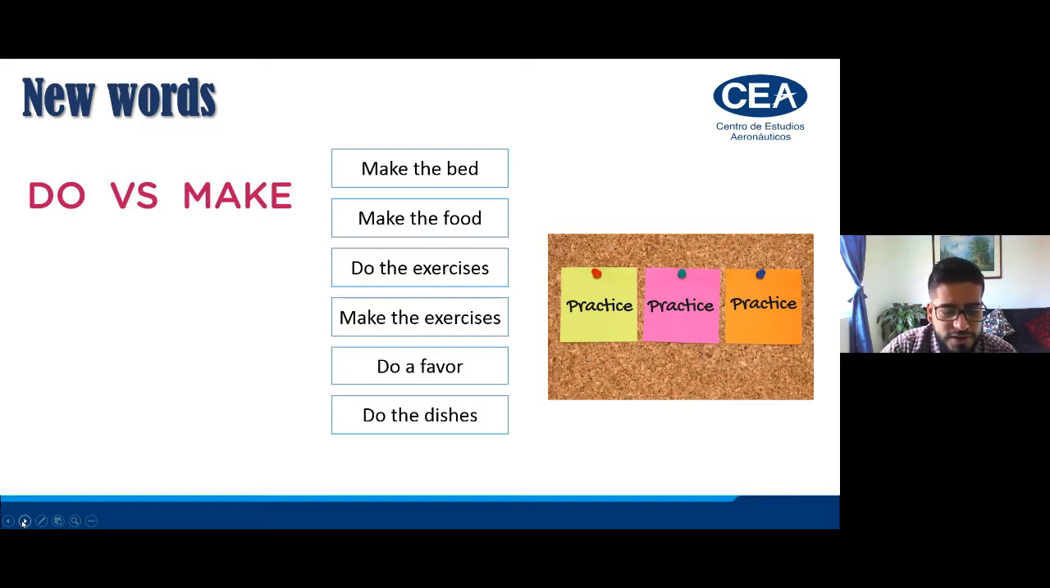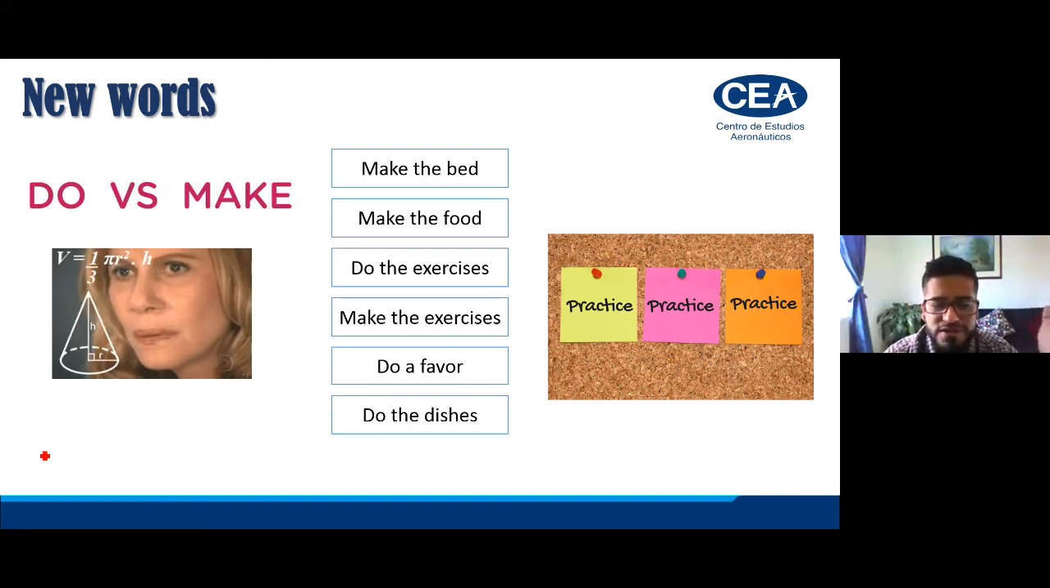Now, sometimes it's controversial because some people try to separate the use of do and make. Sometimes they say you have to use make when you construct, when you make a construction or building of something. And do is when you develop an activity. In my case, sometimes it's difficult to separate these two specific verbs.